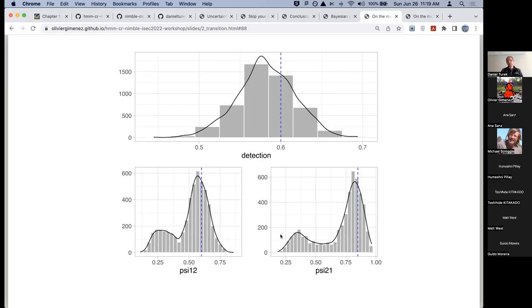This isn't a mistake, it's not an error. This is indeed accurate: the data supports, to a lesser degree, a second mode of these transition probabilities. And this is something to be aware of.